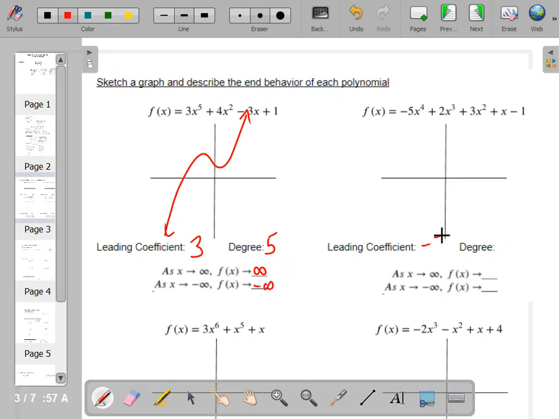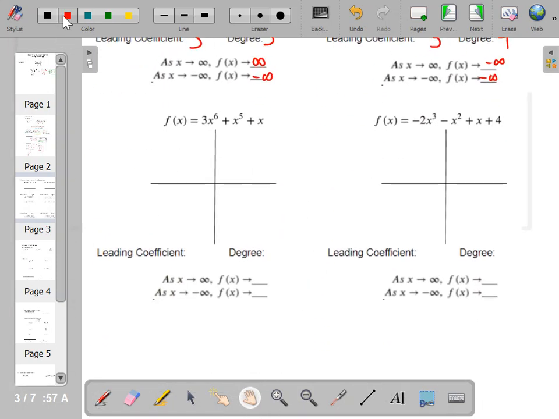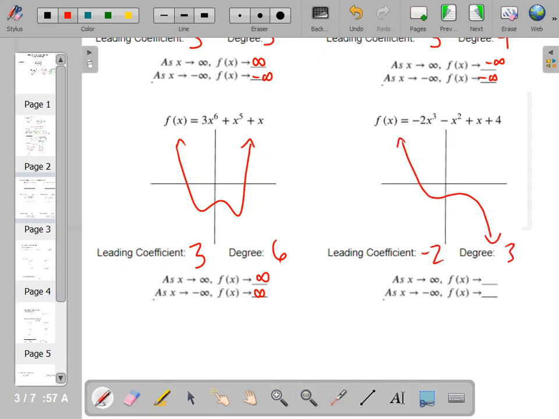This guy has a negative leading coefficient and it is even degree, so that means it makes like an M, which means y is going down on both ends, so negative infinity, negative infinity. This guy is positive and even, so it's going to make like a W, means it's going up on both ends. This is positive 3 and it's even 6. Here's negative odd like that. That's -2 and it's degree 3. So as x goes to infinity, as you go to the right, it goes down. And as you go to the left, it goes up.